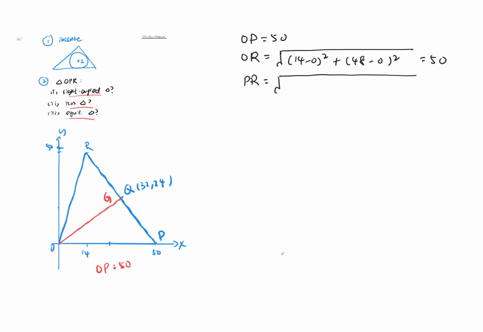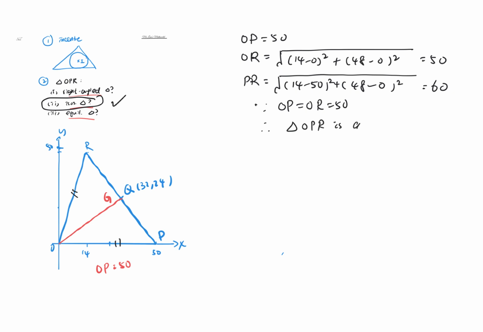Although it probably doesn't look like it will be an equilateral triangle. So PR: 14 minus 50, and then again 48 minus 0, you get 60. Okay, that means we got an isosceles triangle, since OP equals OR equals 50, therefore triangle OPR is an isosceles triangle.